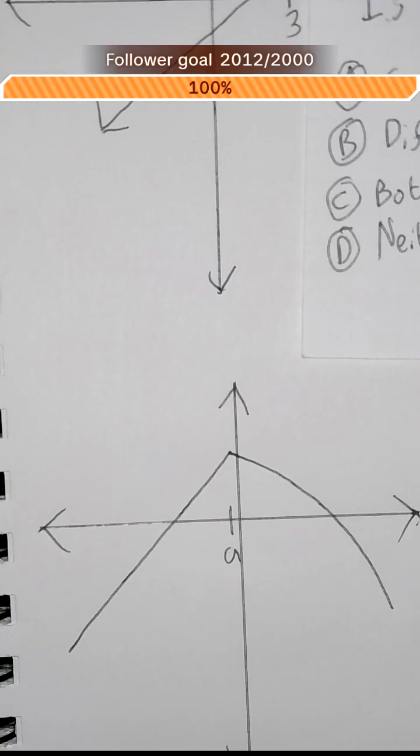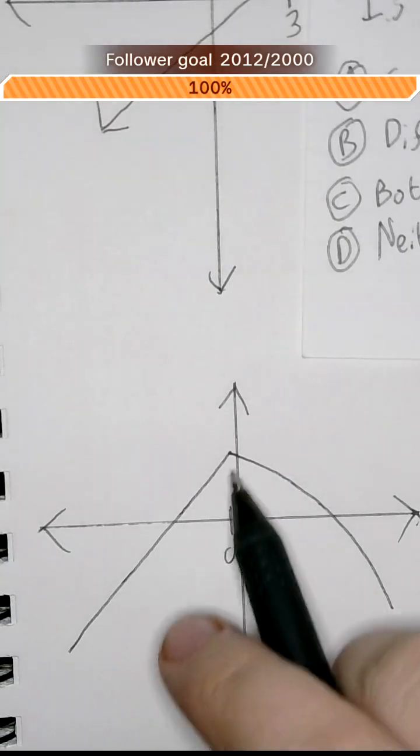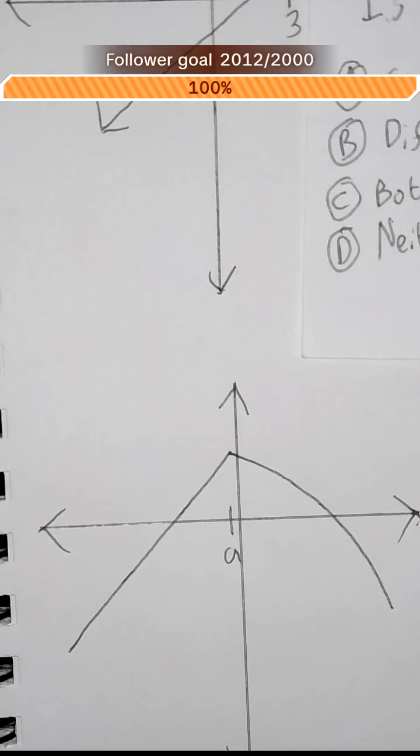Beefer says yeah, left-sided and right-sided limits match, right? And f of a is the same as that limit, right? So yeah, it is continuous. How do I know it's not differentiable?